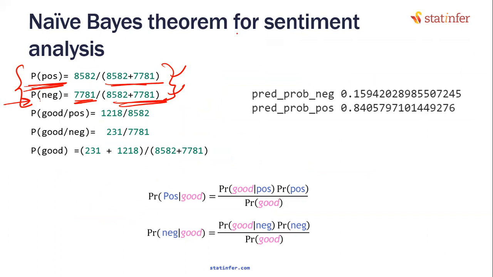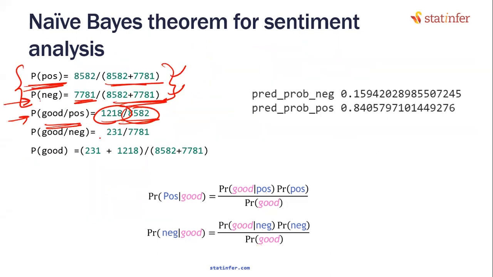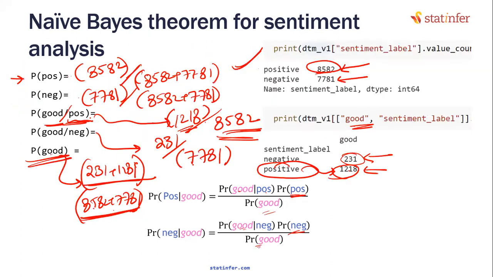These two things are simple and straightforward, isn't it? If there are 100 tweets, 50 positive and 50 negative, the probability of positive is 50 by 100 and the probability of negative is 50 by 100. Similarly, for the probability of good given positive, how many times good has appeared in positive, over overall positive in the denominator: 1218 divided by 8582, and 231 divided by 7781.